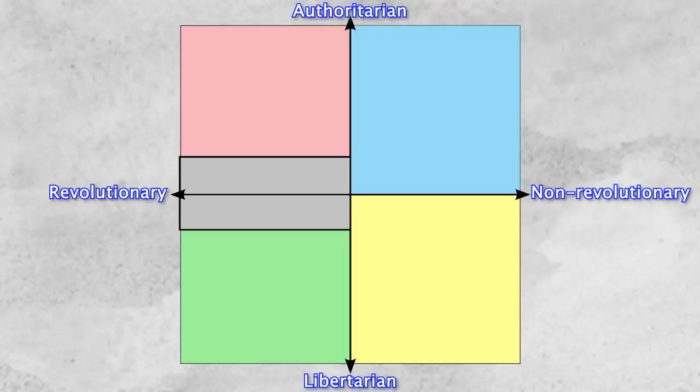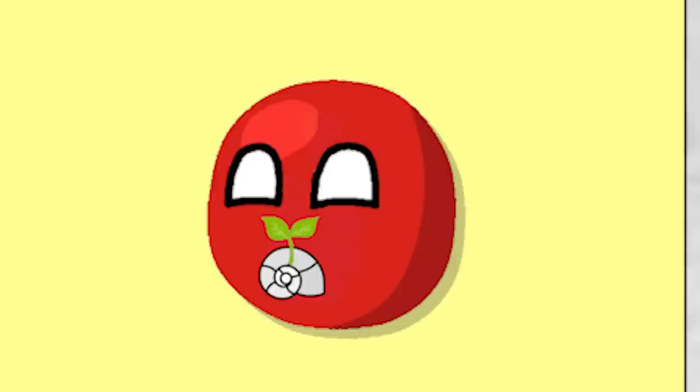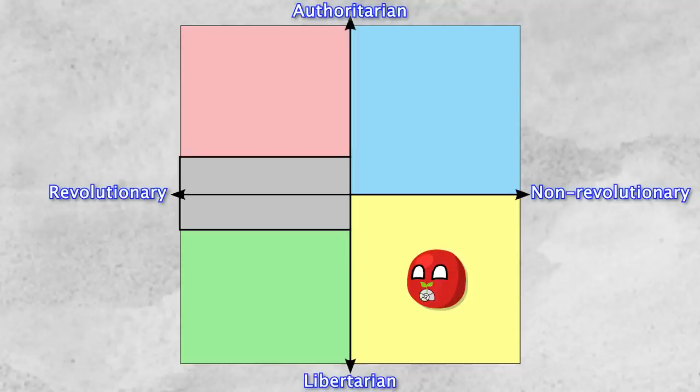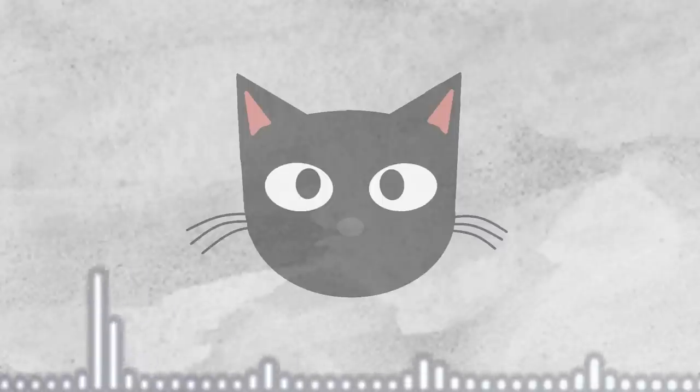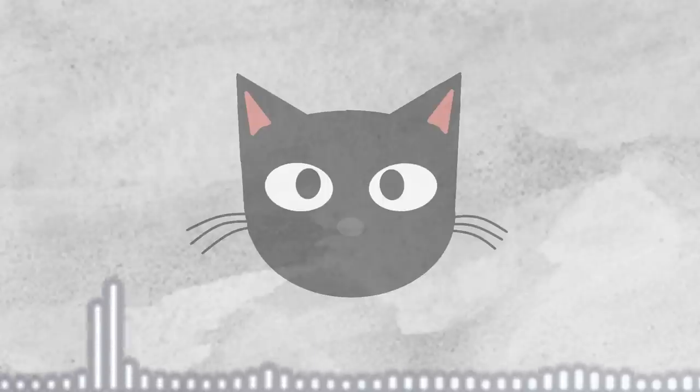Non-revolutionary libertarian socialists. Finally, we come to the bottom right quadrant of the socialist political compass, the non-revolutionary libertarian socialists, represented by this little buckaroo. Say hello? Google Murray Bookchin! Okay. Many non-revolutionary libertarian socialists are into some form of libertarian market socialism. That's their preferred economic system.